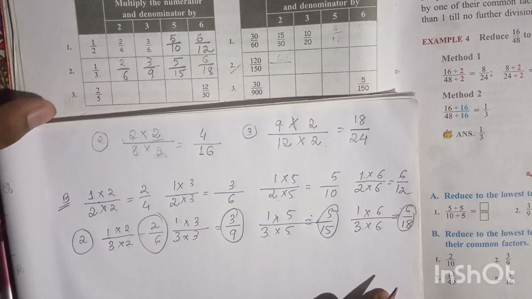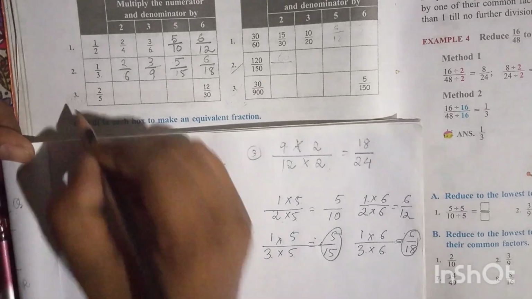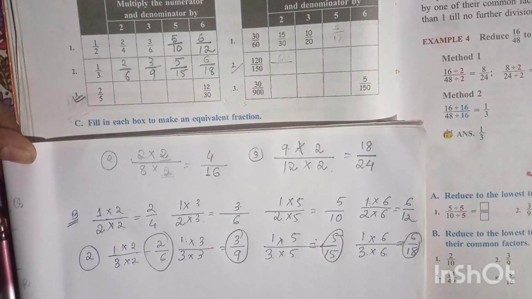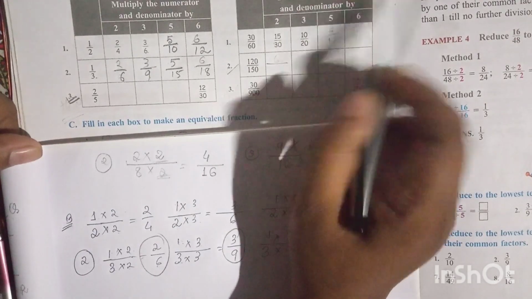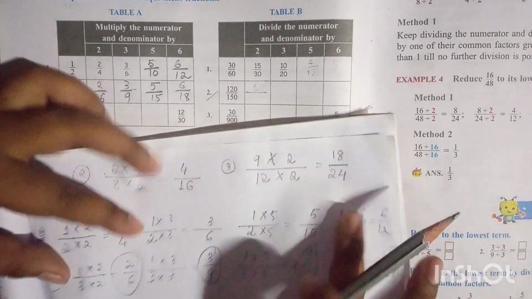Understood? This is very easy. So this is homework for you. Question number 3 is homework for you. Please do it. Alright. Next let us do table B.